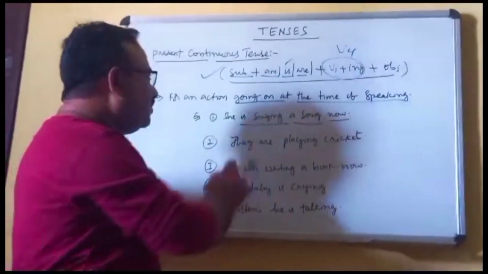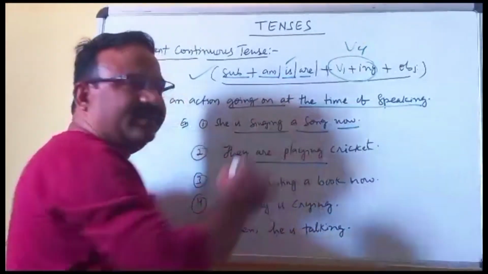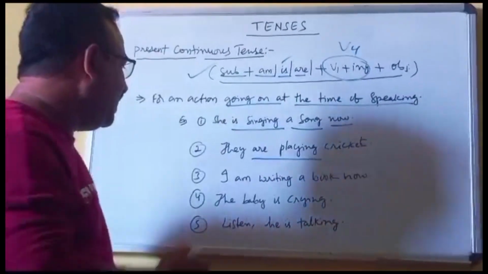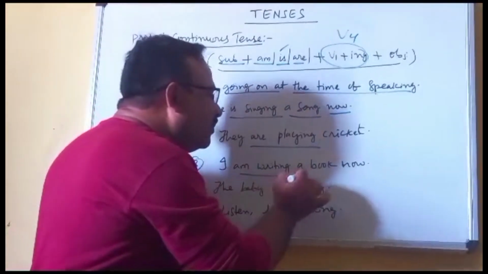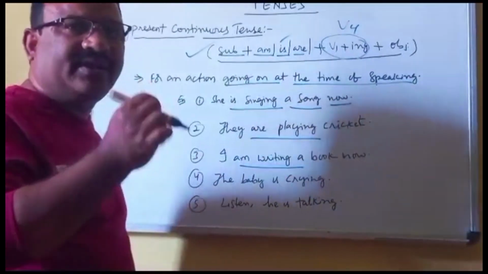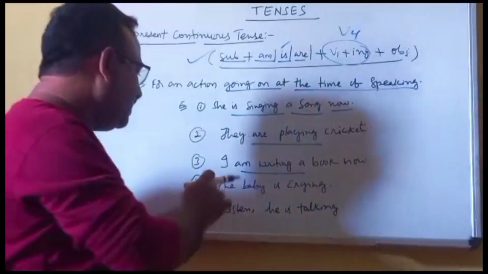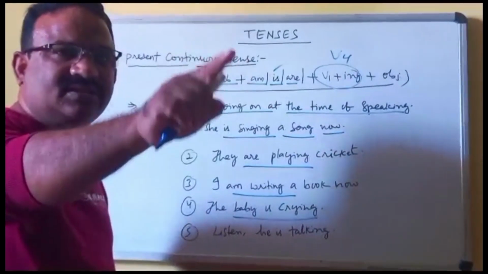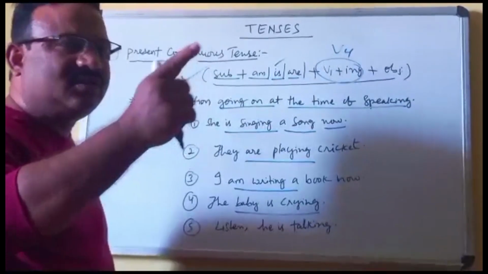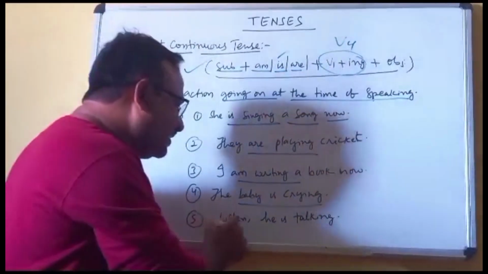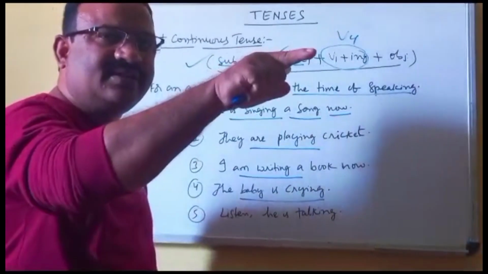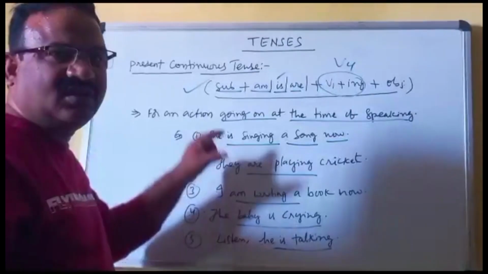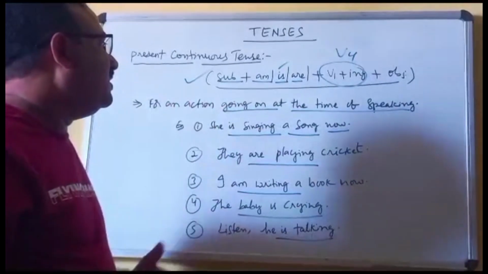One more example: they are playing cricket. Action is going on. I am writing a book now. And the baby is crying. At this time the baby is crying, so that is also present continuous. Listen, he is talking. This is also present continuous tense. So these are the best examples for this condition.